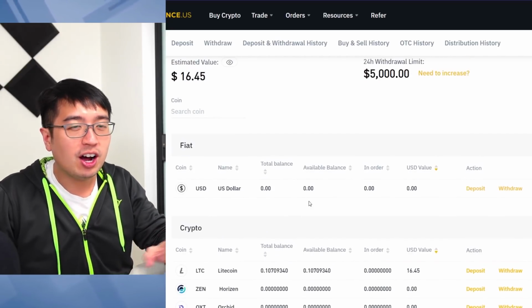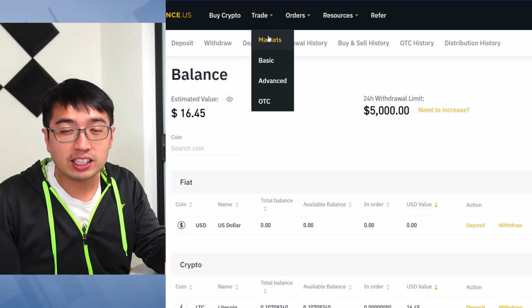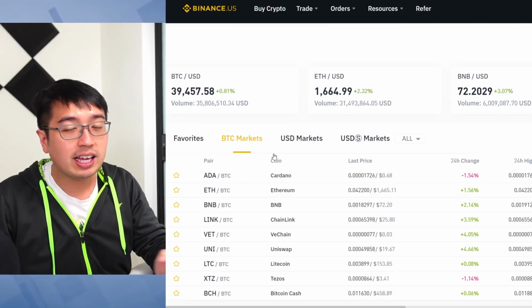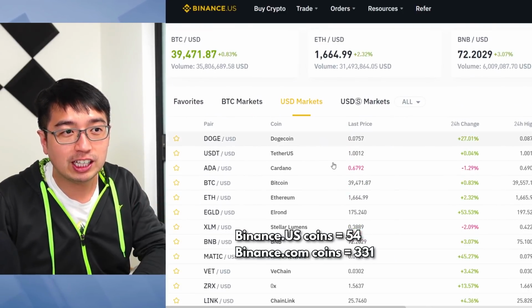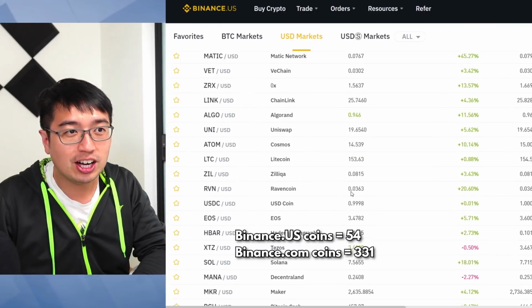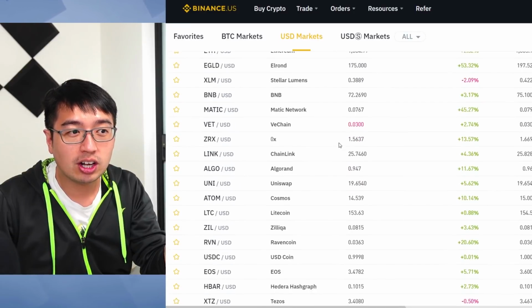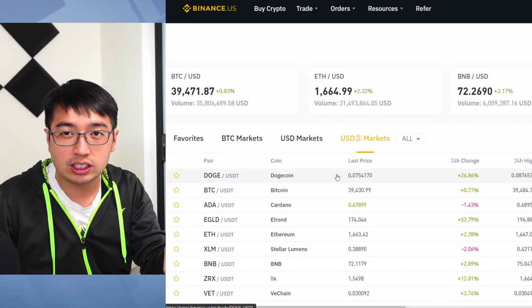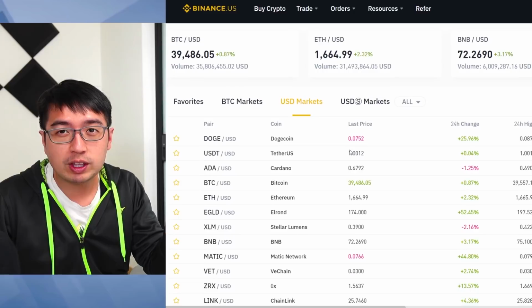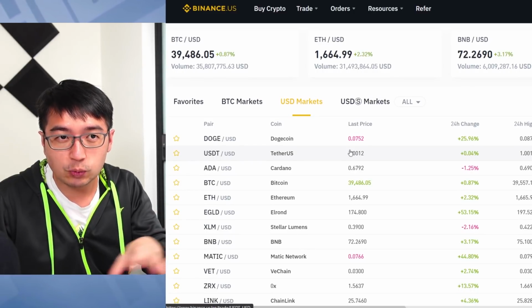Our 0.1 Litecoin arrived, and now we have $16 in value, and we're going to convert that Litecoin to something more usable on Binance. These are the markets available on Binance.us, and there are many more coins available on Binance.com. These are the trading pairs against Bitcoin, against the US dollar, and against the US dollar Tether coin. The one with the most availability is against the US dollar.